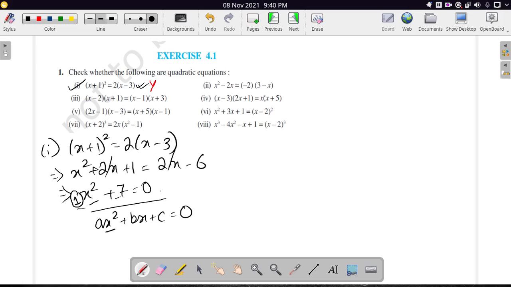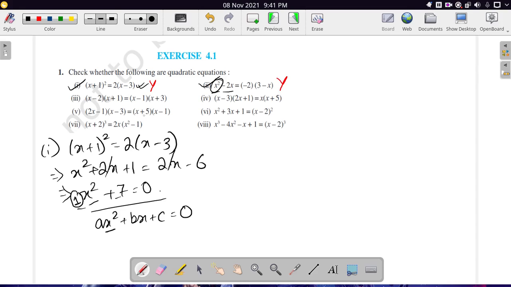Now let us come to question number 2. We do not need to solve it. We can just multiply and see x square minus 2x, and here it will be minus 6 plus 2x. So the x square term will be there. There is no other term to cancel out this x square term. So this will also be a quadratic equation. Number 2 is also a quadratic equation.